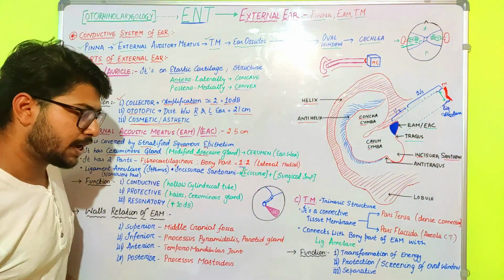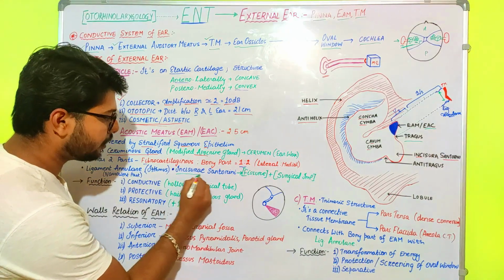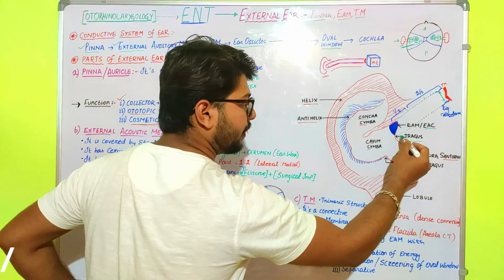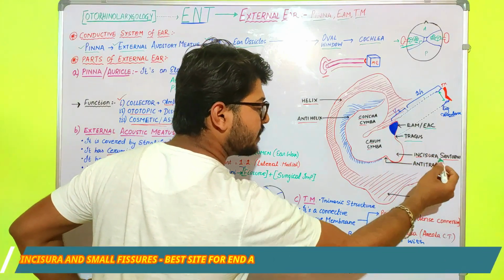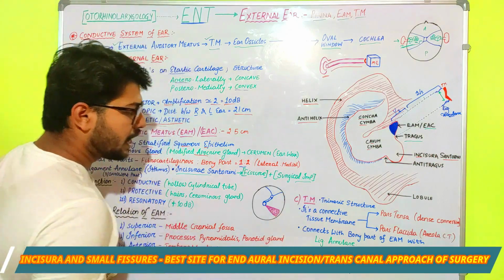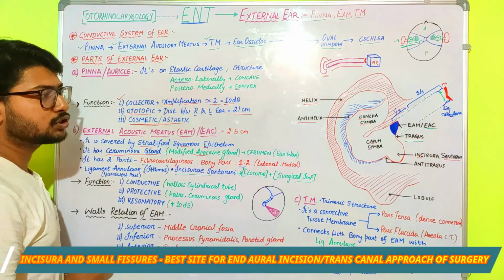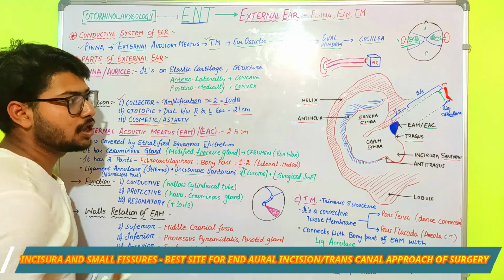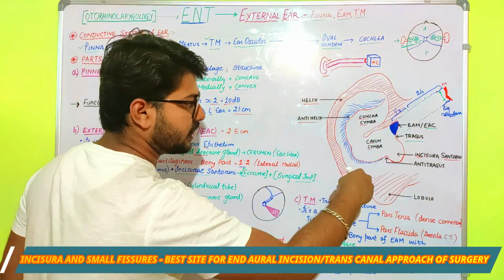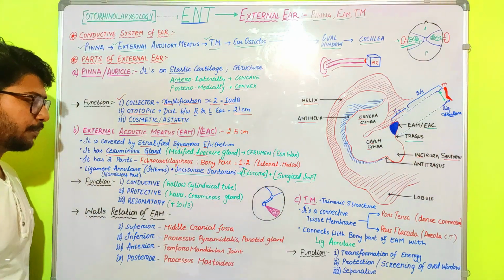Next, the incisura santorini, that I mentioned here: between the tragus and antitragus we have the incisura santorini, which has its own surgical importance. Mostly when an incision is made during the process of surgery, it takes place in this incisura santorini.